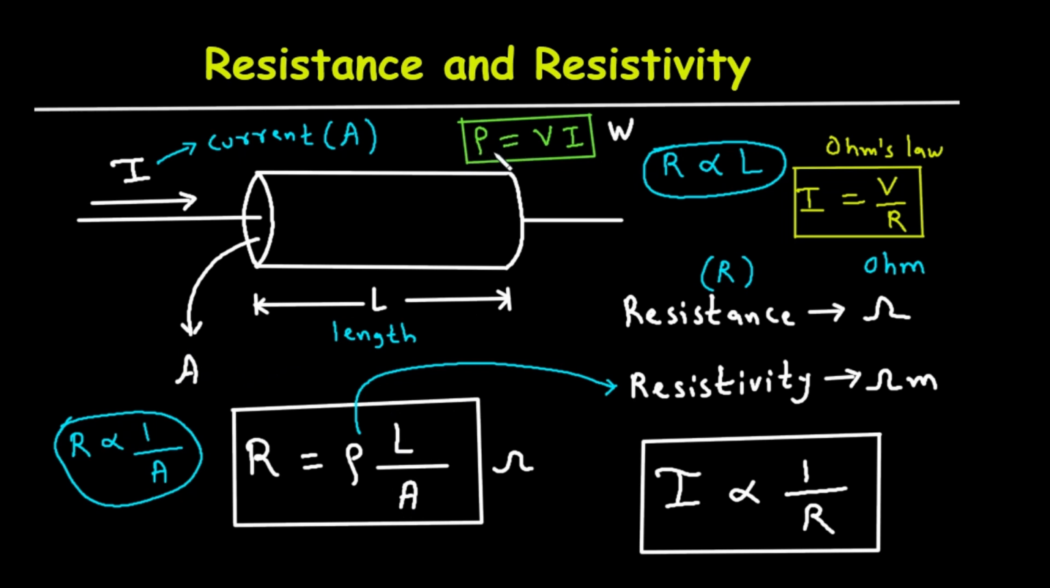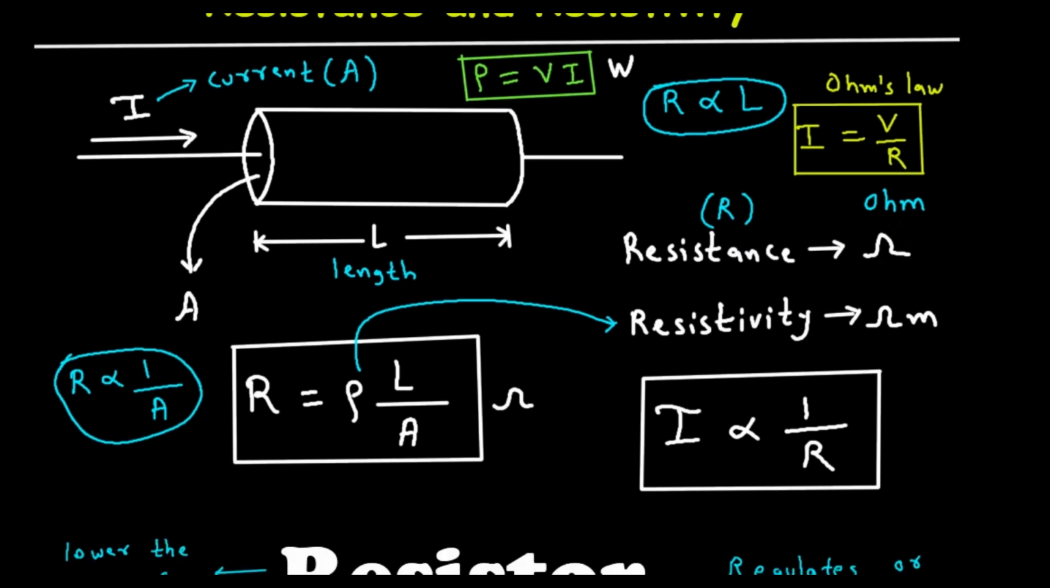Here power is equal to voltage into current. This resistance is directly proportional to its length. That means if we increase the length, then the resistance will increase. Also, the resistance is inversely proportional to the cross-sectional area. That means if we increase the cross-sectional area, the resistance will decrease. Resistance is represented by R and its unit is ohm, which is represented by omega. Now let's move forward.